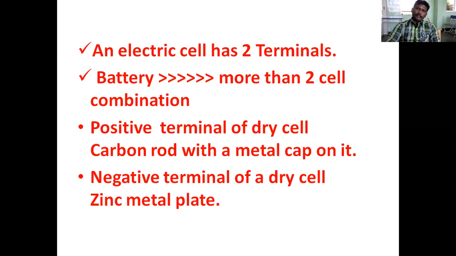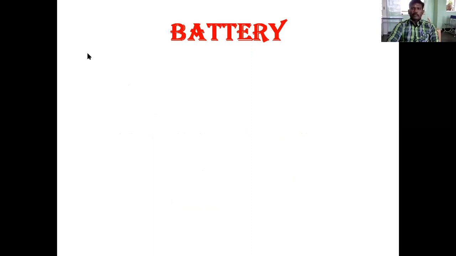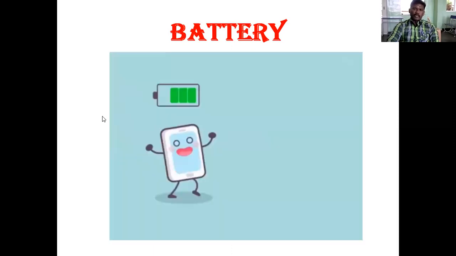Okay. And next one, battery. I already told you that a battery is nothing but a combination of cells, a group of cells. More than two cells is called a battery.